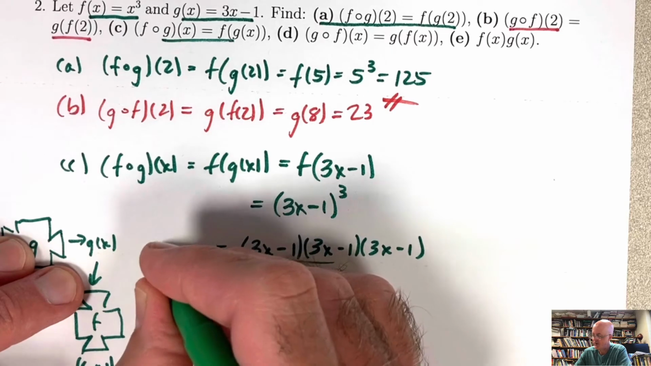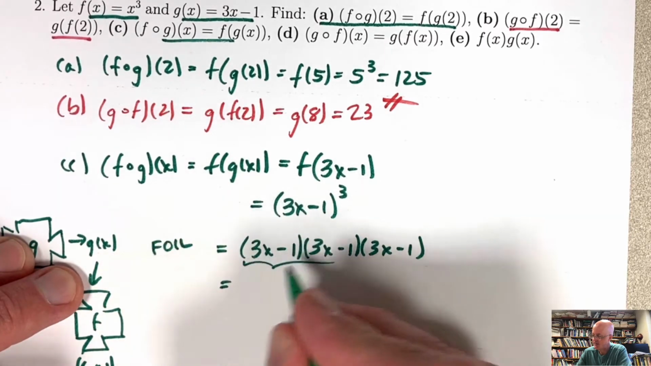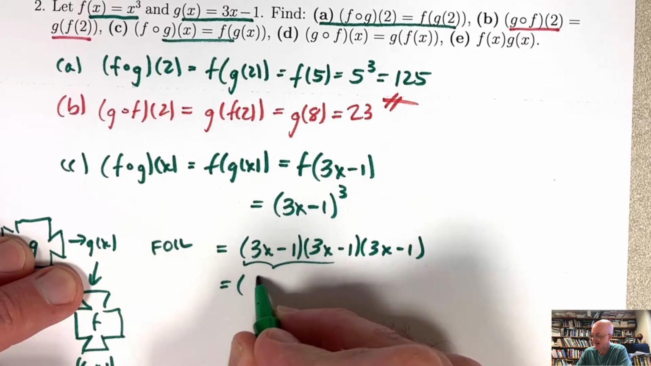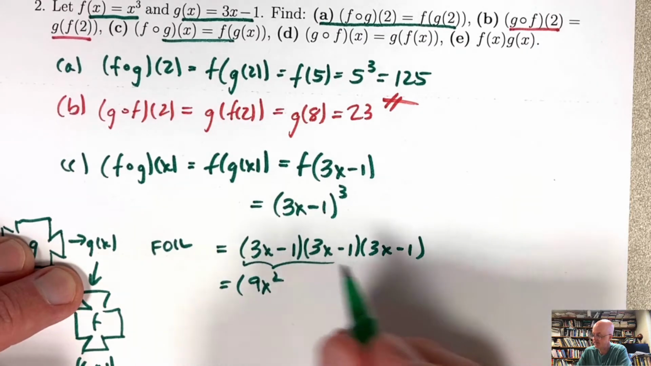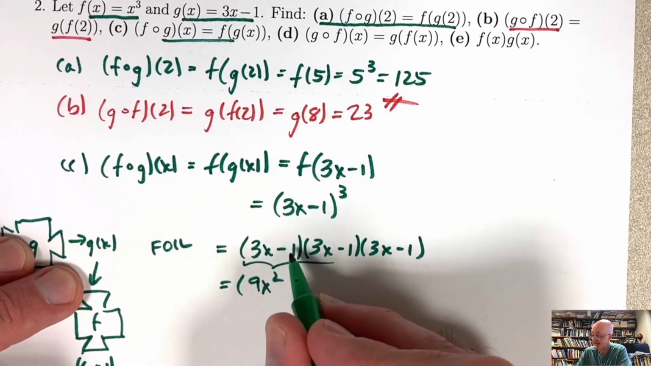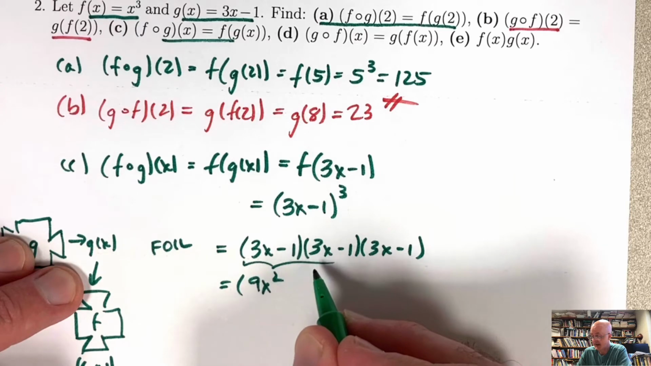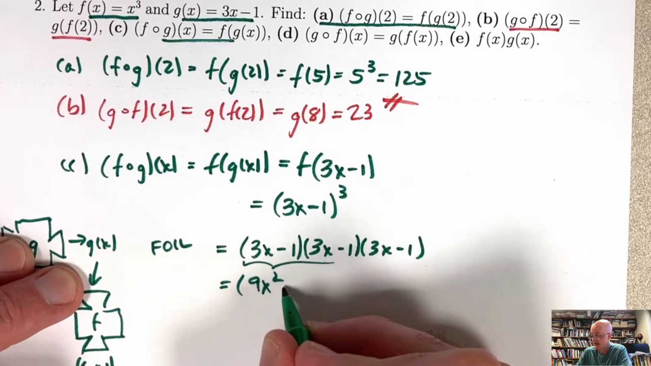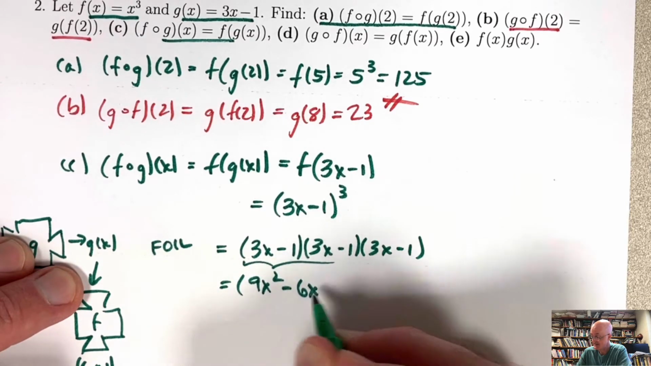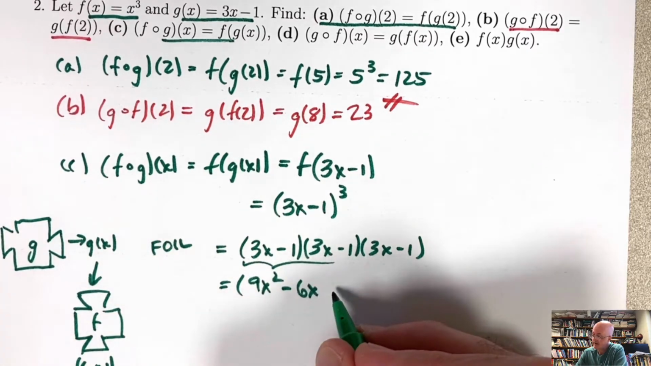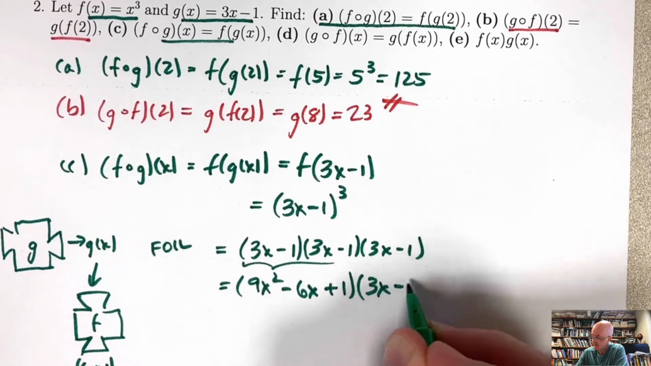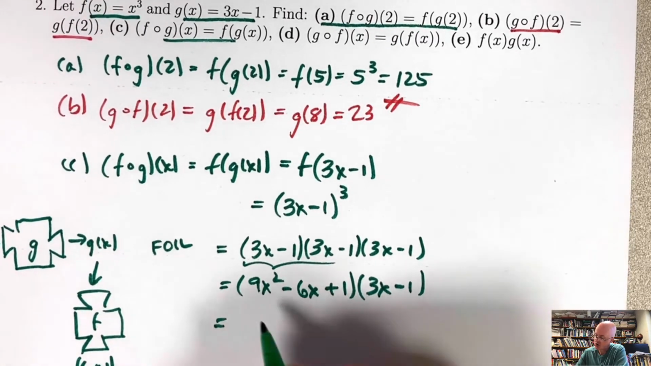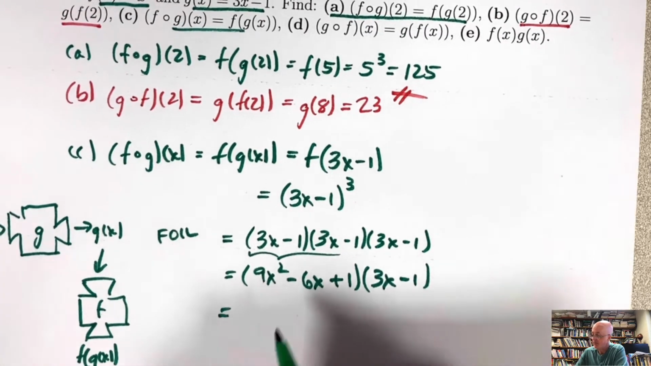FOIL, right? F-O-I-L. First times first. 3x times 3x is 9x squared. Outside times outside and inside times inside are both negative 3x. So that'll give me a negative 6x. Last times last is negative 1 times negative 1, which is positive 1.